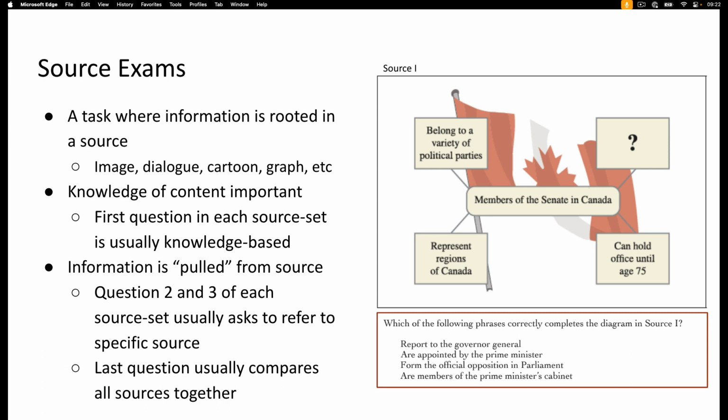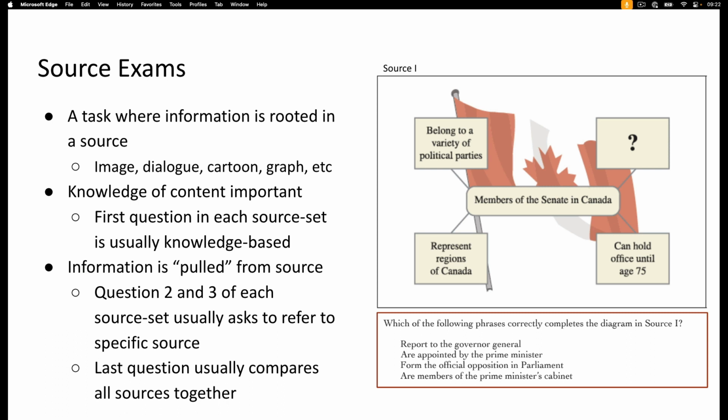Well, a source exam is a type of exam where the information is coming to you from a source. Now, that source could be a cartoon, it could be a graph, it could be speech bubbles, it could be a timeline, it could be absolutely anything. The information that you are taking is coming right from that source, which means you really need to know the ins and outs of your content. It's really, really important. And in a source based exam, there's usually 3 to 4 questions per source set.